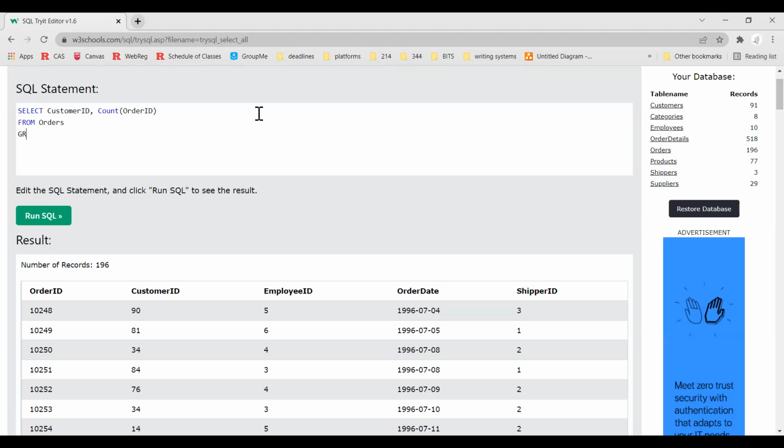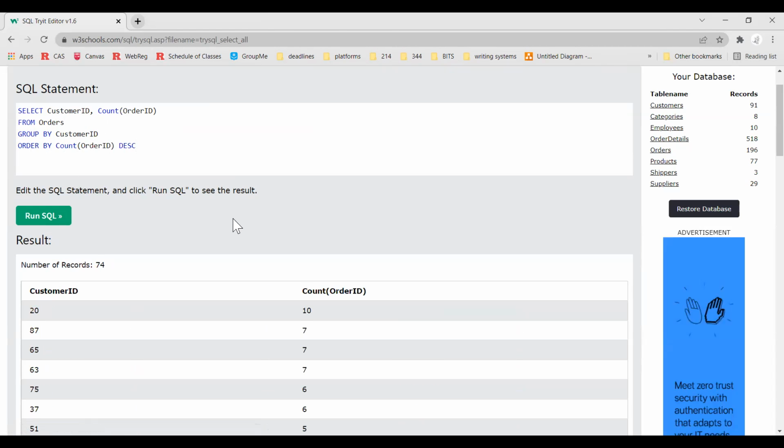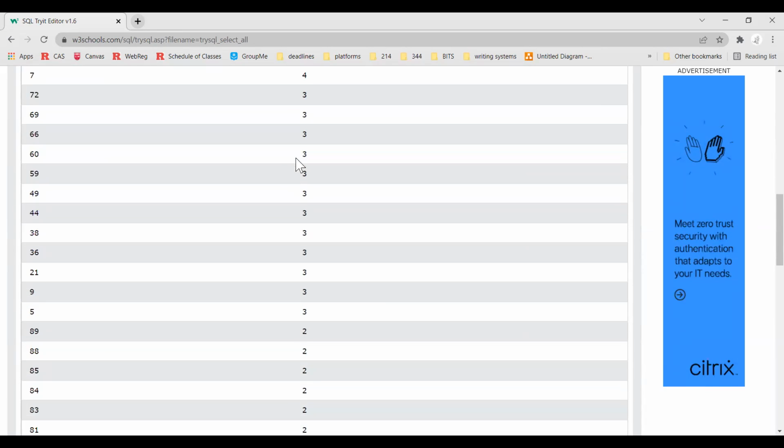And once again, the phrase here is group by. We're going to group by customer ID. So all the same customer ID things are going to be grouped together. And let's sort this for simplicity's sake when we're looking at it. All right. So the person with customer ID 20 has 10 orders, and you can see these are sorted.